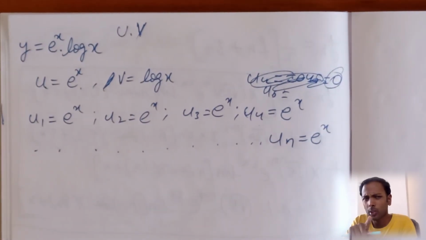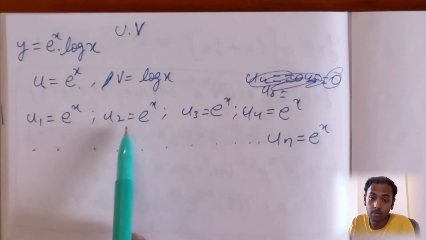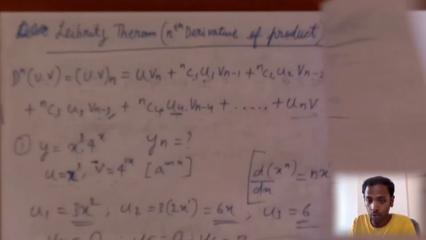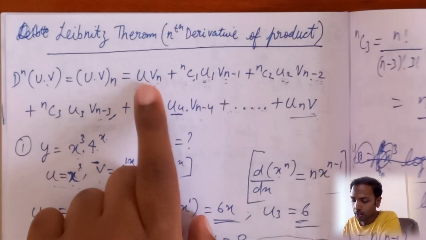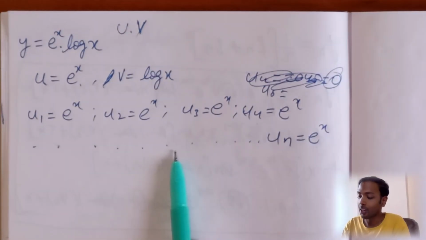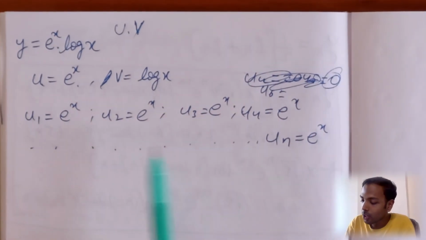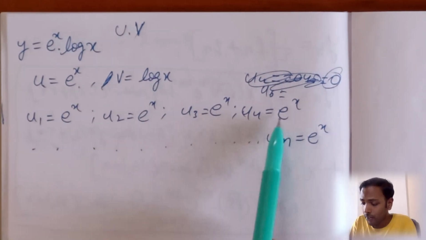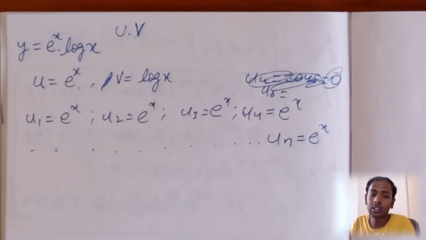In the previous question, problem 2, I think u2 was 0. If u2 was 0, only u1 was there for us, because of which only this term and this term were present in the final solution. But in this case, none of the u's are 0. Instead, every u only has e power x as its value.